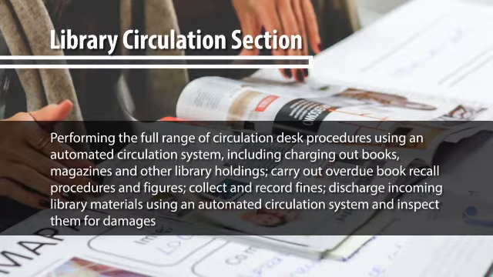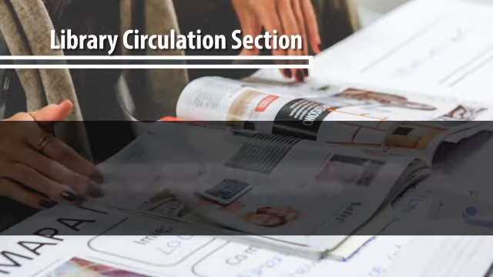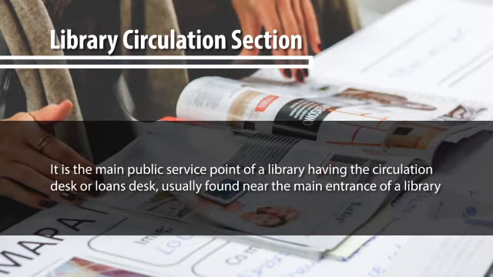Basically, the circulation is a public service point of the library, having the circulation desk. They have a loan desk, usually found near the main entrance of the library. The circulation is always near the main entrance. It provides the lending services and facilities for returning the loaned items, and renewal of the materials and payment of fines are also handled at the circulation desk, as I told just now.